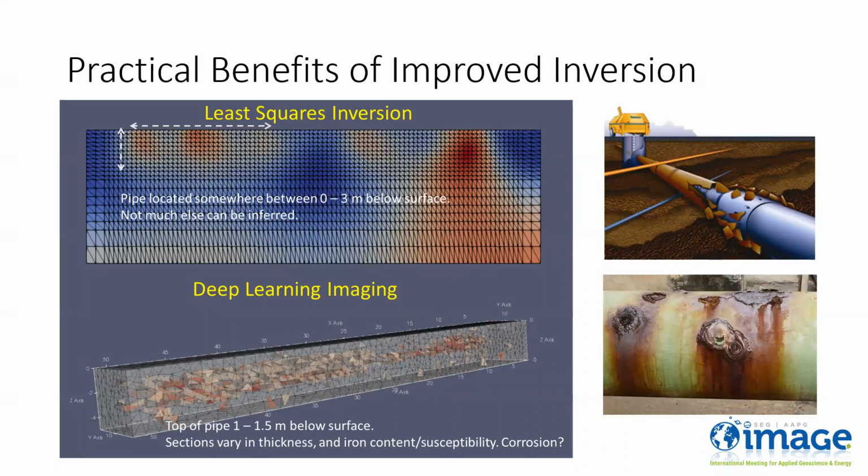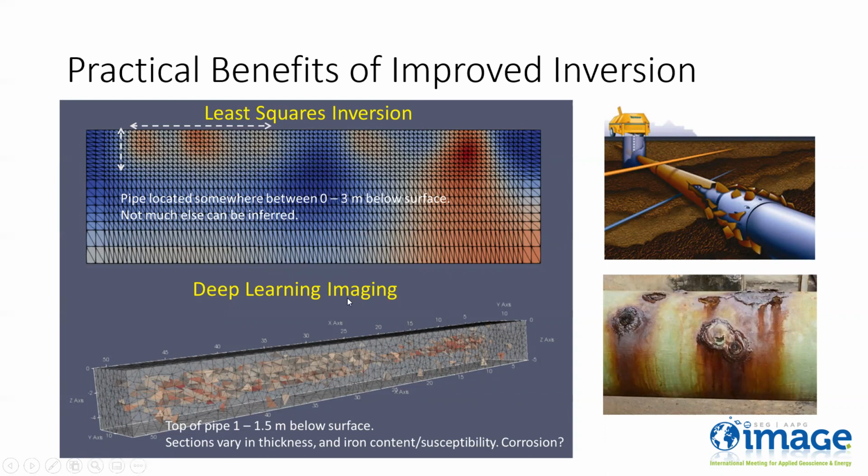Now, the improvements in image recovery from traditional methods using AI does open up the possibility of asking questions that previously were off limits to surface-borne magnetic data. The conventional inversion we can see here does a pretty good job of clearly identifying where the buried target is, and it's most likely a pipeline that's located, let's say, somewhere between 0 to 3 meters below surface. But looking at this image, not much else can be inferred.